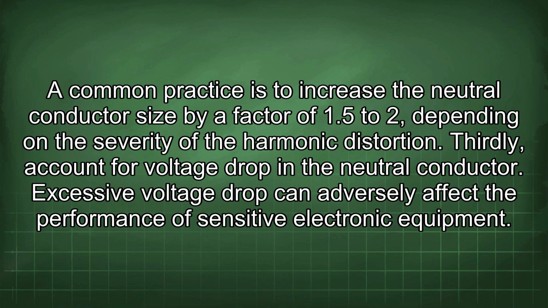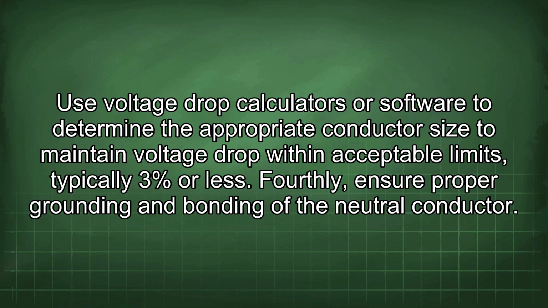Thirdly, account for voltage drop in the neutral conductor. Excessive voltage drop can adversely affect the performance of sensitive electronic equipment. Use voltage drop calculators or software to determine the appropriate conductor size to maintain voltage drop within acceptable limits, typically 3% or less. Fourthly, ensure proper grounding and bonding of the neutral conductor.